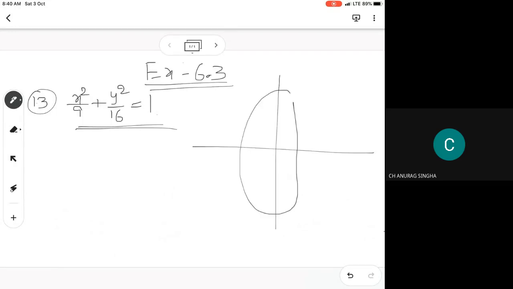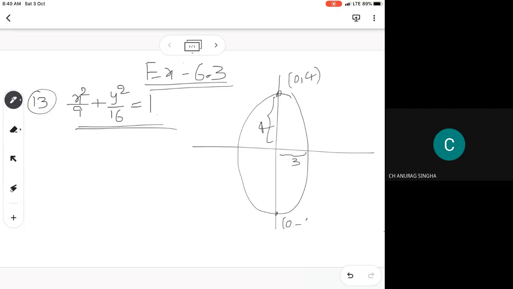Sorry, I didn't get the exact shape. Okay, you may have it like this. This distance will be 3 and this distance will be 4. What will be the point here? This point is (0, 4), this is (0, minus 4), this point is (3, 0), and this point is (minus 3, 0). I am not using any knowledge of derivatives, just common sense. You are not supposed to think in only one way; you need to think in multiple ways.